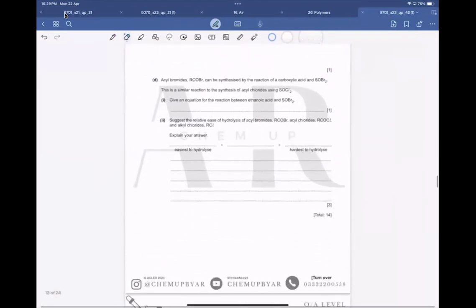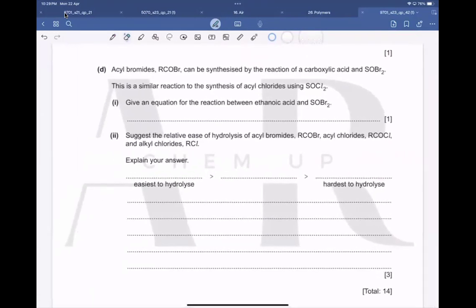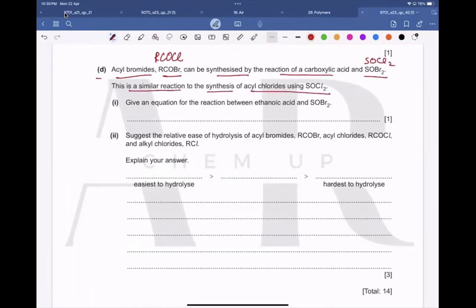Okay. Now, acyl bromides can be synthesized by the reaction of carboxylic acid with SOBr2. Isn't it like this? When we react SOCl2, we get acyl chlorides. That is part of the syllabus. So instead of acyl chloride, they have used the term acyl bromide. This is a similar reaction to the synthesis of acyl chlorides using SOCl2. See, that's what they have asked. They have stated: give an equation for the reaction between ethanoic acid and SOBr2. Ethanoic acid means the carboxylic acid having 2 carbon atoms, so it would be like this only.